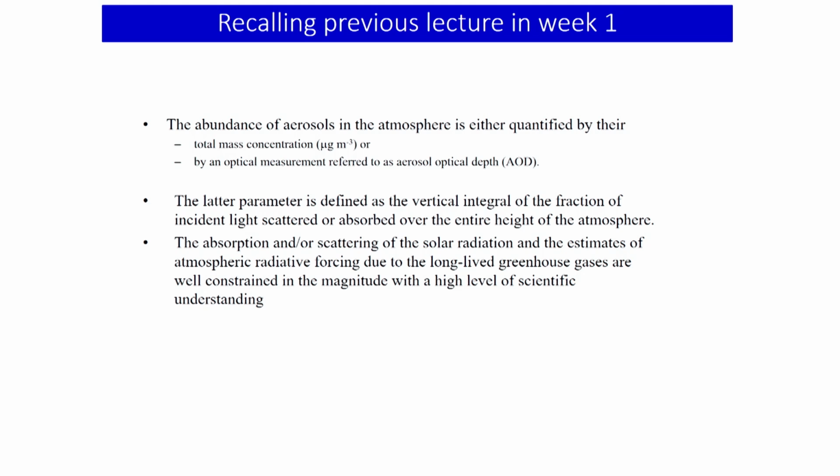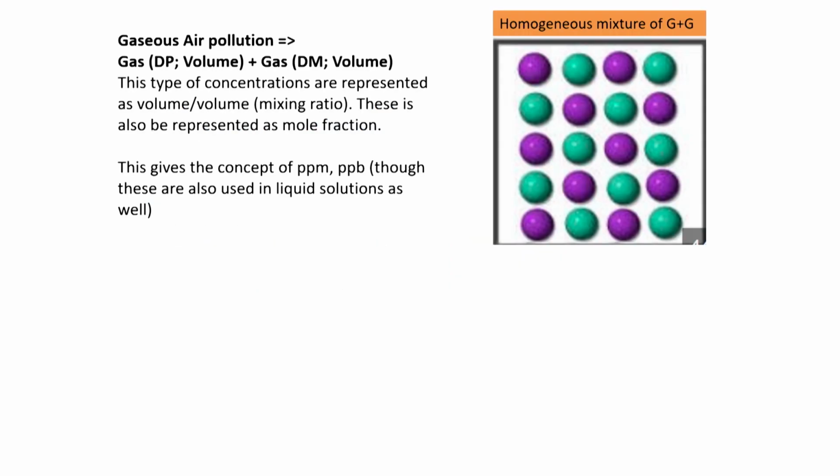Now, the title is wrong. It should actually be how to measure concentration in the atmosphere. Now, we talked about gaseous air pollution and particulate air pollution. In gaseous air pollution, what is happening? There is a gas which is the dispersed phase, and you measure it by volume, and then another gas is also there, which is called the dispersion medium, that is also in volume.